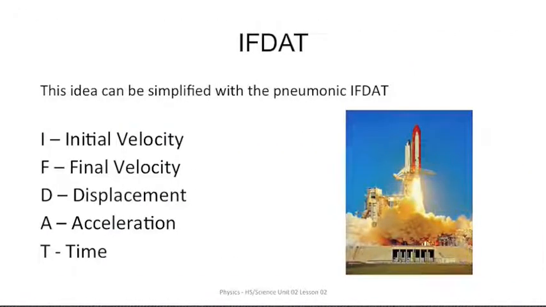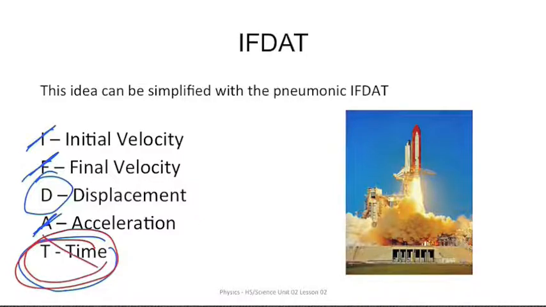So we have IFDAT. We simplified this to the process of IFDAT. We say that the 5 kinematics motion variables are initial velocity, final velocity, displacement, acceleration, and time. When you're solving all these kinematic motion equations, you can say IFDAT. You start off by saying, okay, I've got initial velocity, final velocity, and acceleration, and I'm trying to solve for displacement.